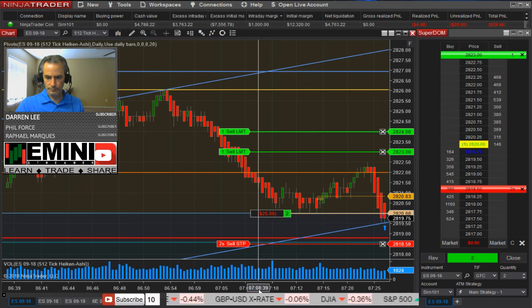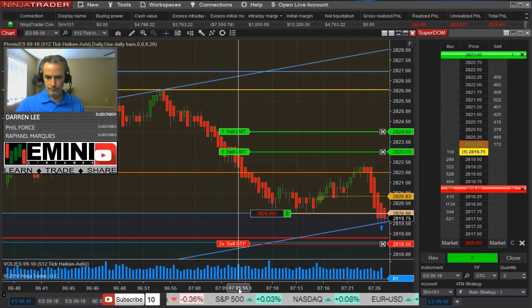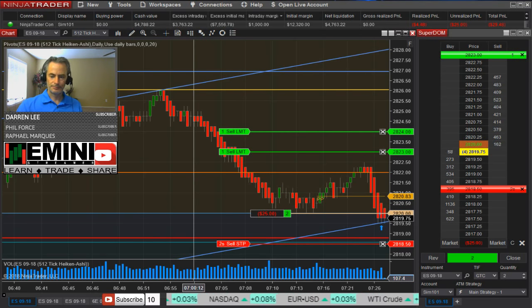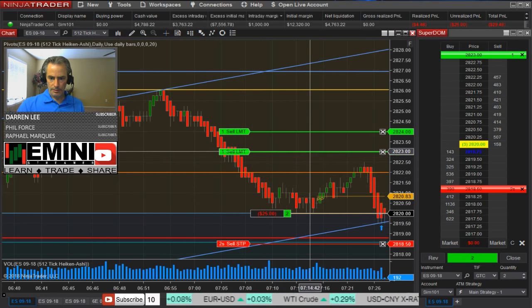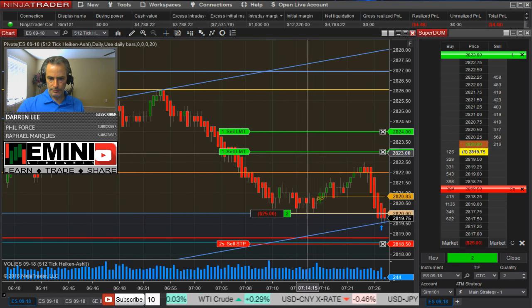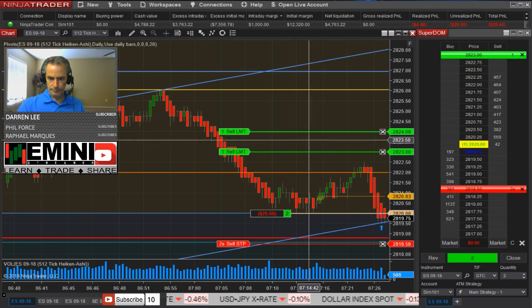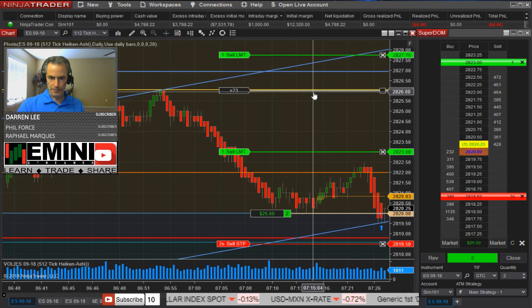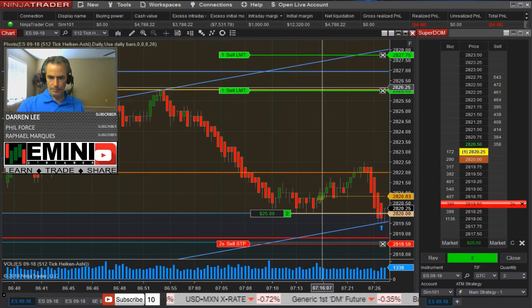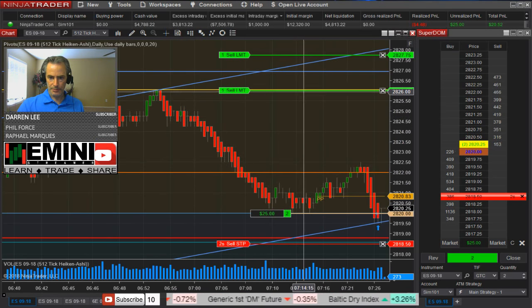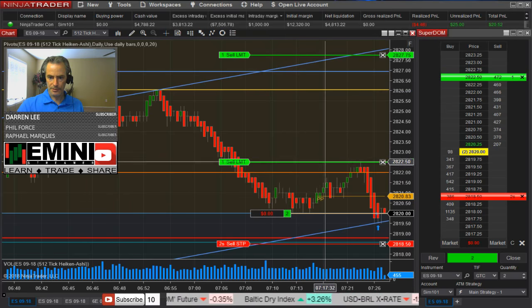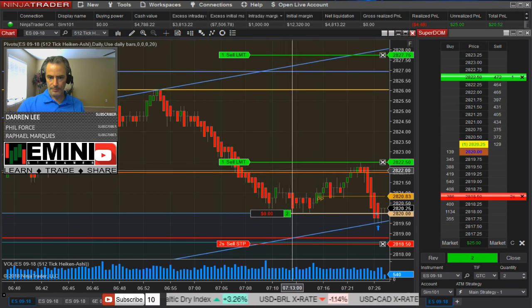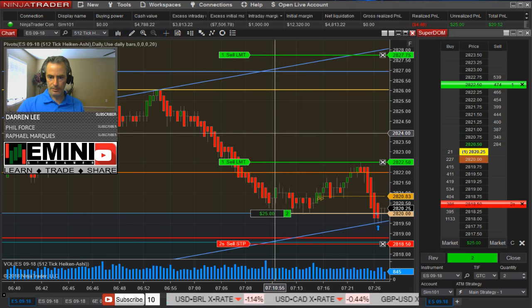Order filled. Now we just need that to hold. So our first target would be up here at 26. Pretty big spread there though, so I think we're going to take one contract off at this peak here, and then we'll ride the other one out.